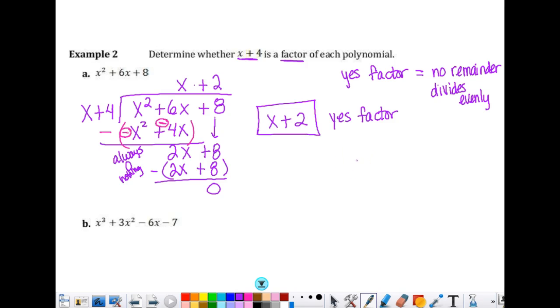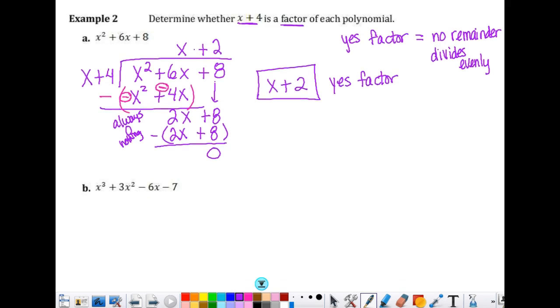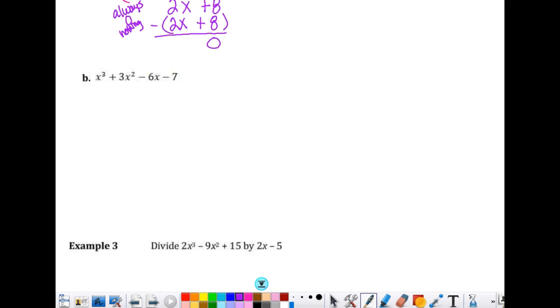Okay, so I think you'll catch on as we do some more examples of these. It's just kind of slow and steady wins the race. You just got to not be too fast. Okay, so you have x to the third plus 3x squared minus 6x minus 7.